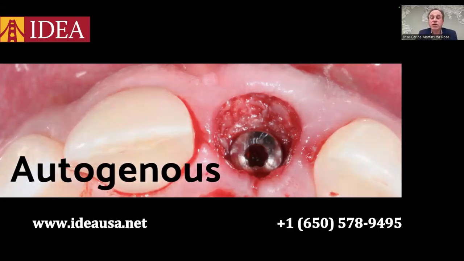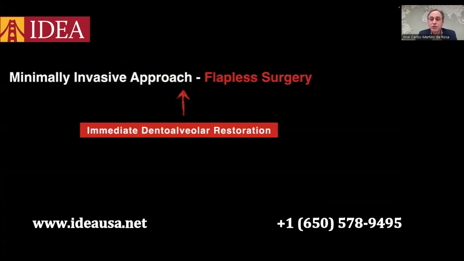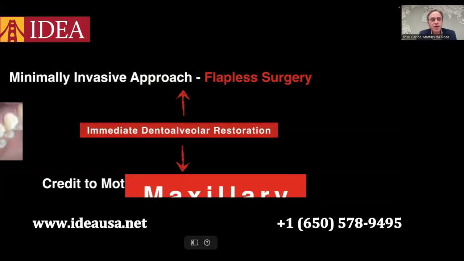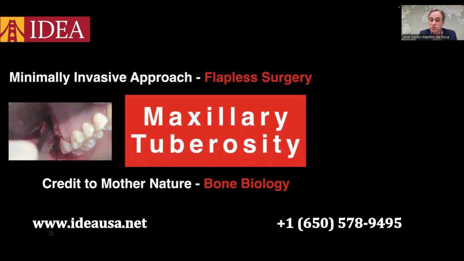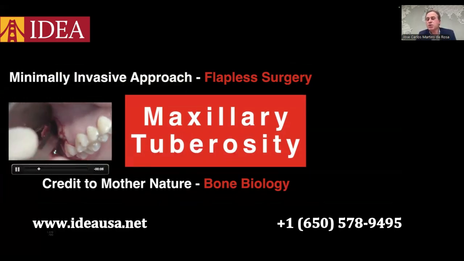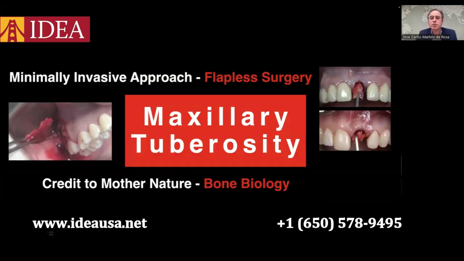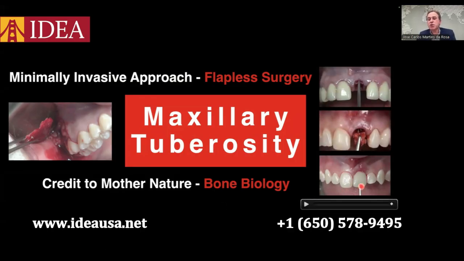This is the immediate dentoalveolar restoration concept. This is a minimally invasive approach. This is a flapless surgery, but all credits go to mother nature. We take advantage of bone biology. We harvest bone graft from the tuberosity using chisels, and we use this bone as a biological membrane to restore the wall that the patient had lost, plus particulate bone to be used as a bone filler. And immediately after that, we deliver the provisional restoration.